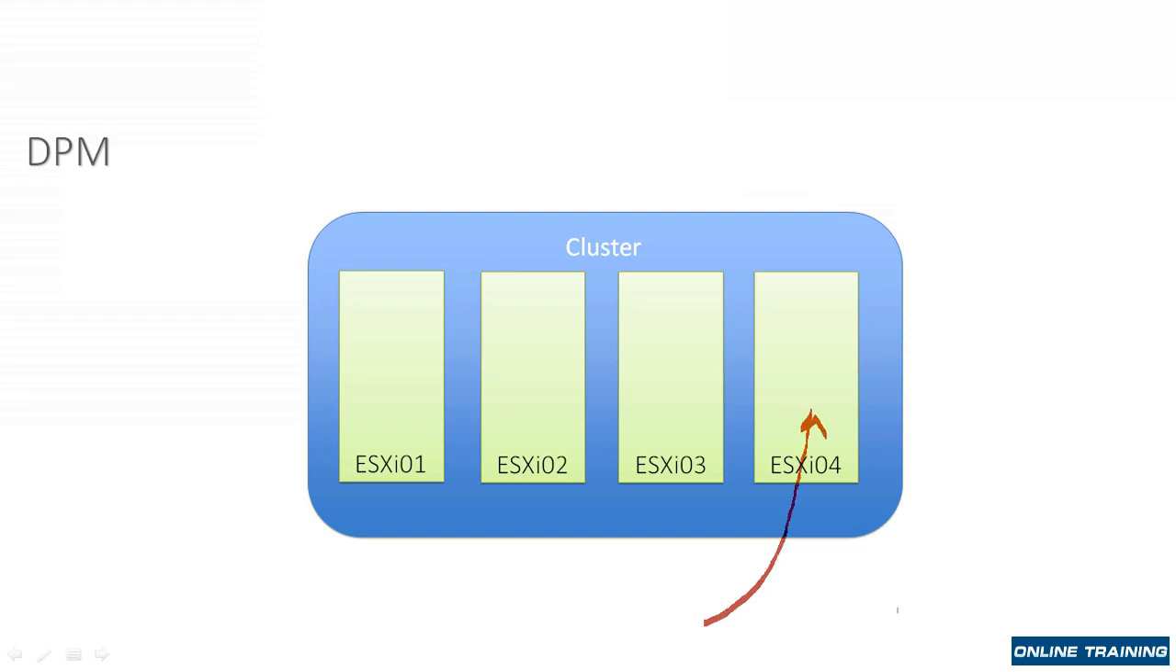And the host will power back on, and then DRS will start to do its thing and balance the workload across that cluster by moving VMs back to ESXi 04, and then we'll run at full strength during the busiest parts of our day. That's really the purpose of DPM, is to automatically power off hosts when they're not needed and automatically bring them back out of standby mode when they are needed.